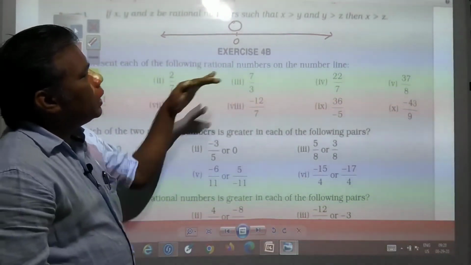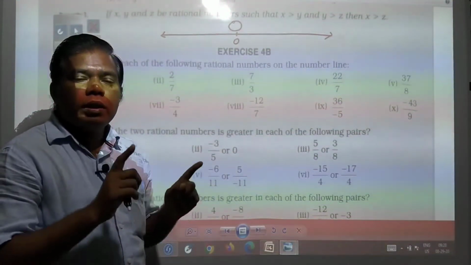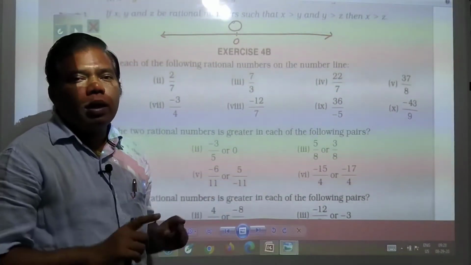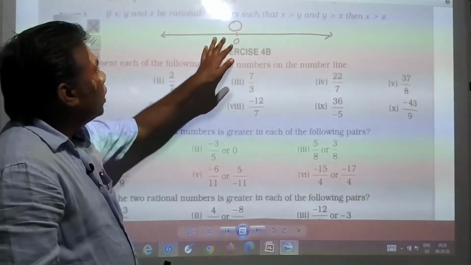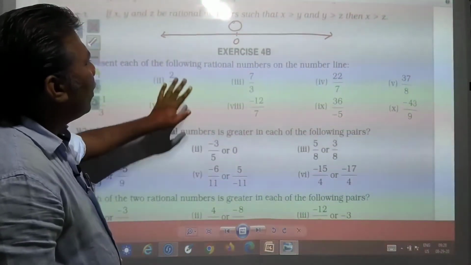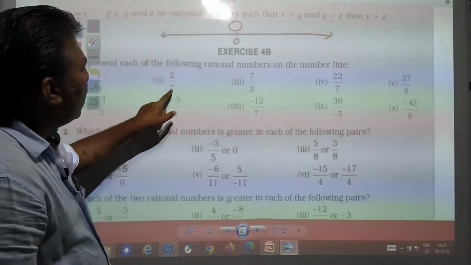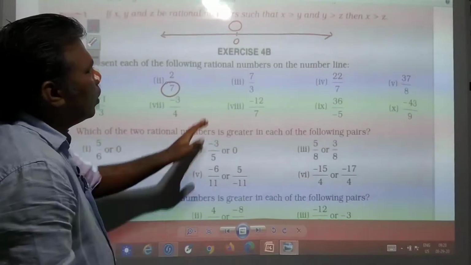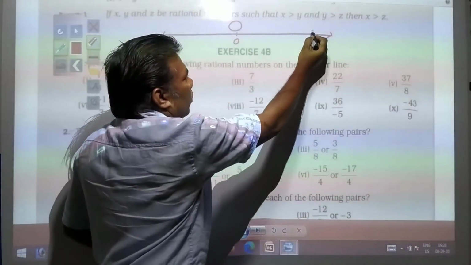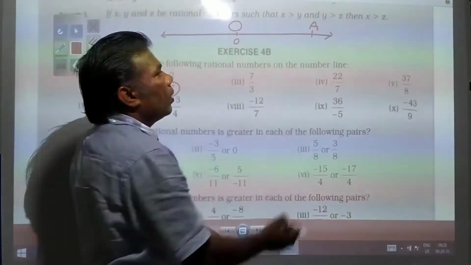And all these things are required to be done in your copy when you are doing it. You need to take help of your ruler and compass. Without taking help of ruler and compass you don't do. That is required to be done. Roughly you don't solve. 2 by 7 if you have, again I am saying that the denominator is required to be the same. So first of all 1 unit length is required to be taken. Suppose 1 unit length you have taken OA.